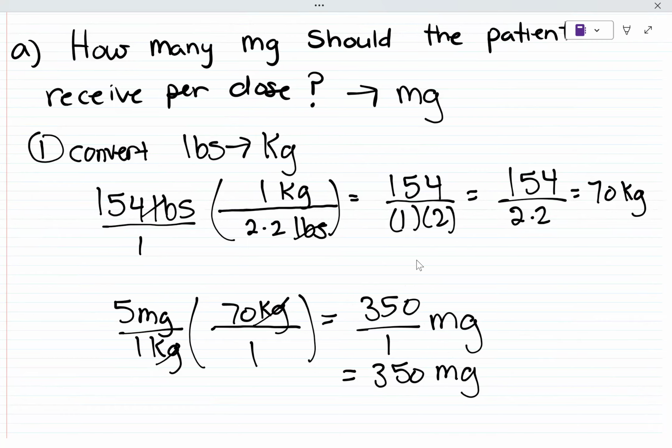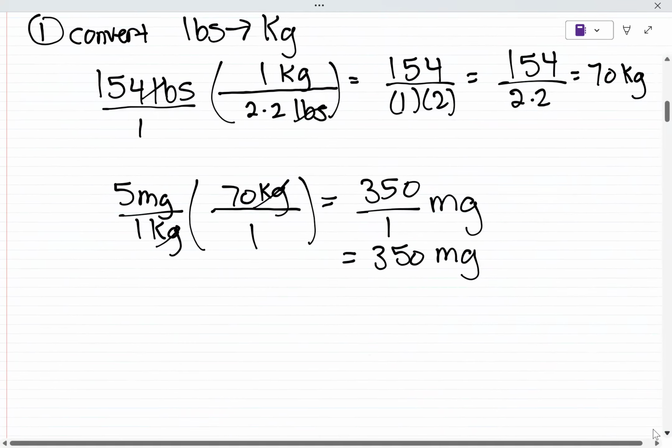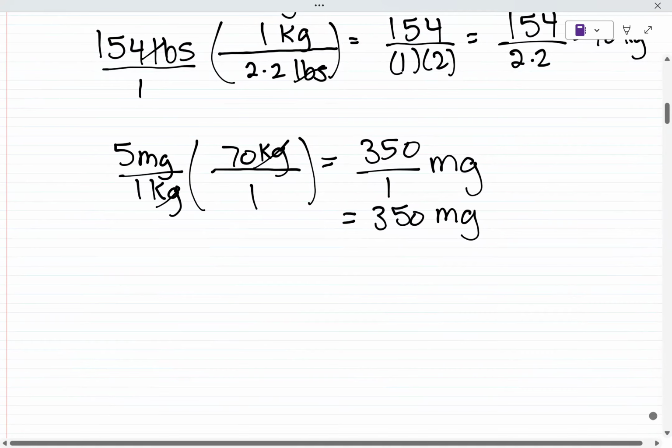You could see I did this in two steps using dimensional analysis, but you could actually do it all in one step. I prefer to do it all in one step, so you can do it all at once.